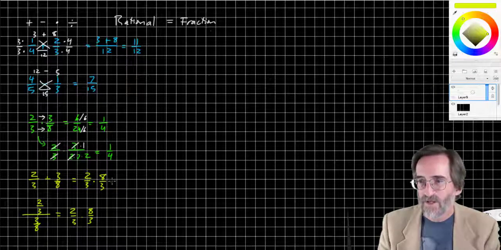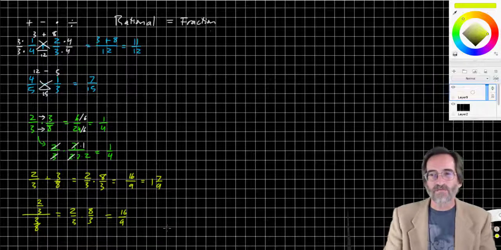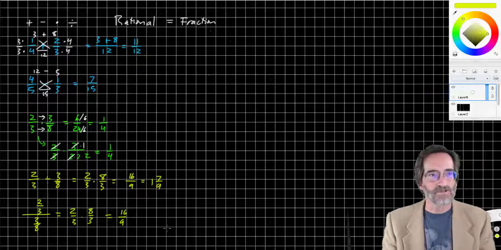Okay, and again, 2 times 8, multiply straight across is 16. 3 times 3 is 9. You get 16/9 in both cases. Leaving them as an improper fraction, or you can do it as a mixed number, 1 and 7/9. Okay, so that's a little bit of review of how to add, subtract, multiply, and divide fractions.